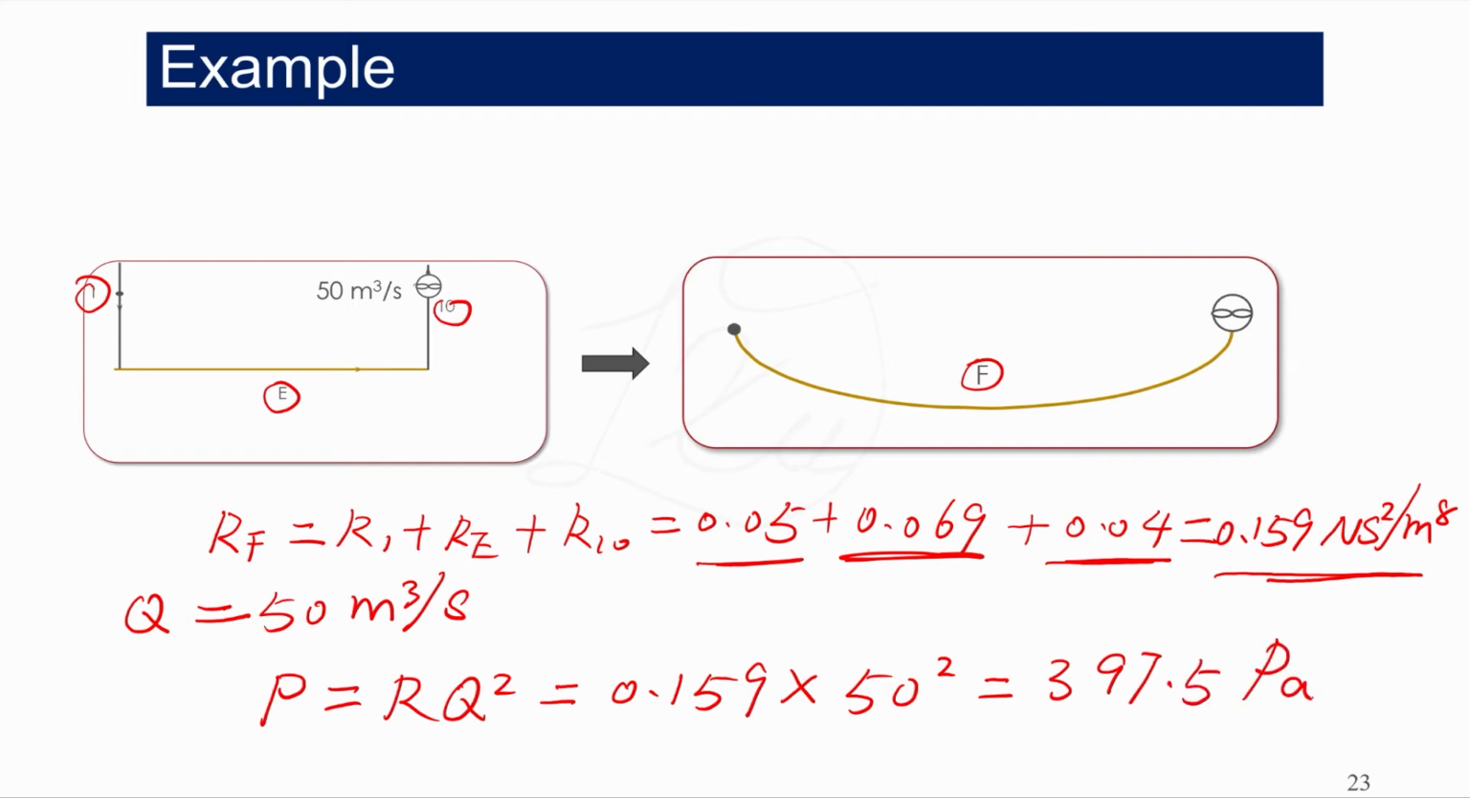So moving forward, we have calculated the mine total resistance by reducing the mine ventilation network to a single equivalent airway. And we have calculated the total pressure drop in the mine by using P equals RQ squared, where R is the total resistance of the mine, which is the equivalent resistance of the final single airway, and Q is the total airflow in the mine.